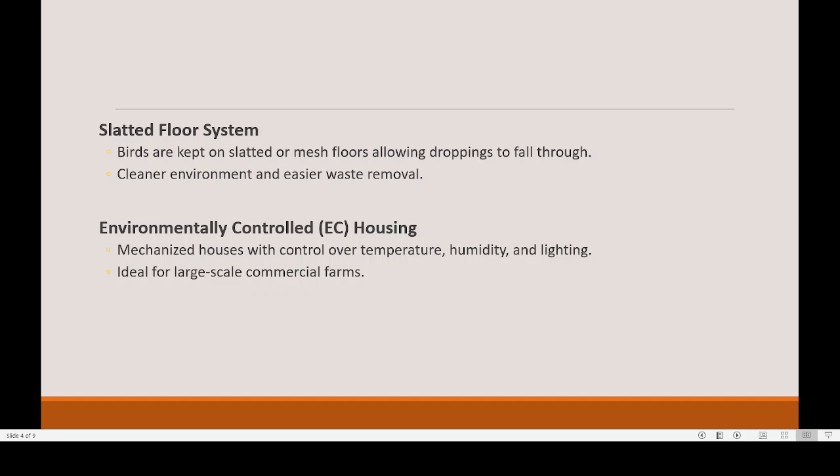A cleaner environment and easier waste removal are possible in a slatted floor system. Then environmentally controlled housing: mechanized houses with control over temperature, humidity and lighting. I will also show some pictures of that.